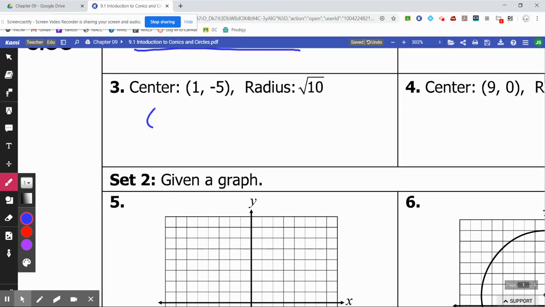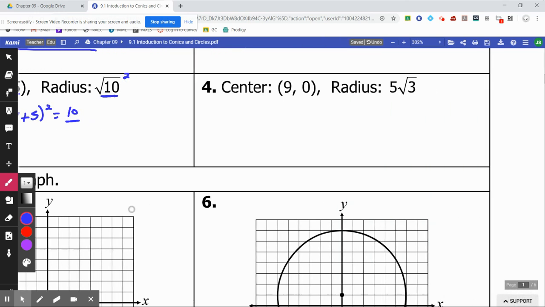Next one, we're going to move it right 1, which will be an (x minus 1). Plus, we're going to move it down 5, which will be a (y plus 5). And this will be the r squared. Now, to square a square root, reminder that you just have to take away the square root. So that would be equals 10.